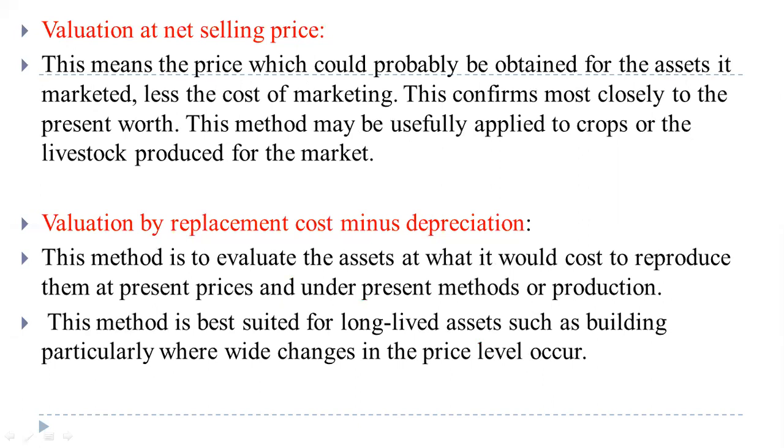Valuation by replacement cost minus depreciation. This method is used to evaluate the asset at what it would cost to reproduce them at present price and under present method of production. So see here, in this method, if you have to replace any asset, then whatever the production cost for reproducing that particular asset at present price, you have to take into consideration, and under present method of production, whatever the cost you needed, that you have to consider.